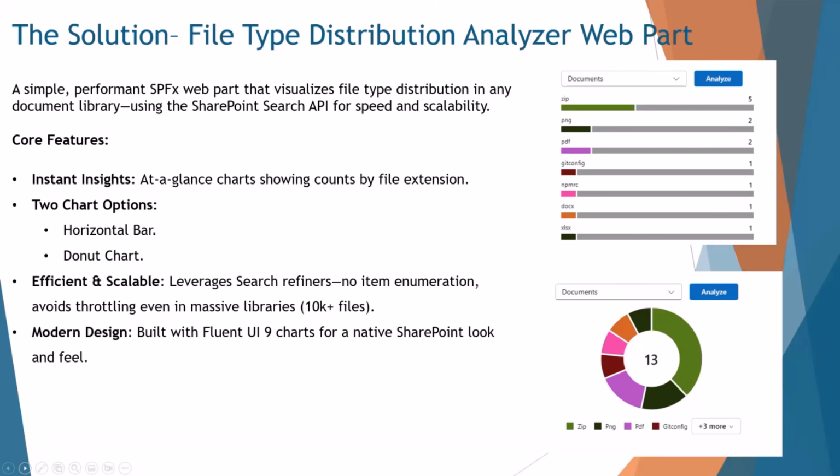This web part is created with the help of Fluent UI 9. We know that with Fluent UI 9, we have the chart options available as well. And to make it performance efficient, I have used the search refiner. So I'm not using any kind of REST calls or any CSOM calls to iterate the file types. It's all dependent upon the search refiners. So, the demo time.